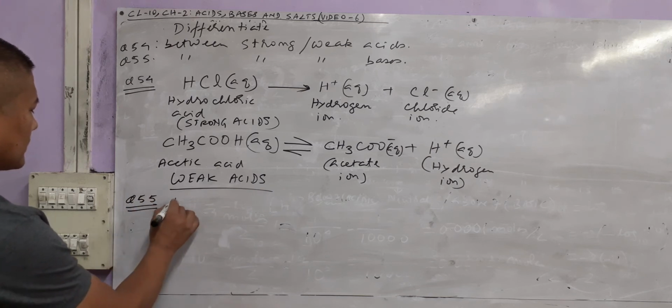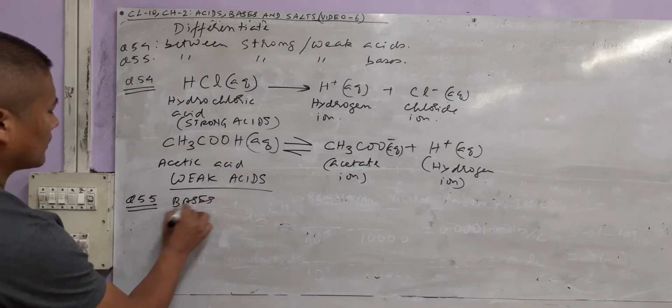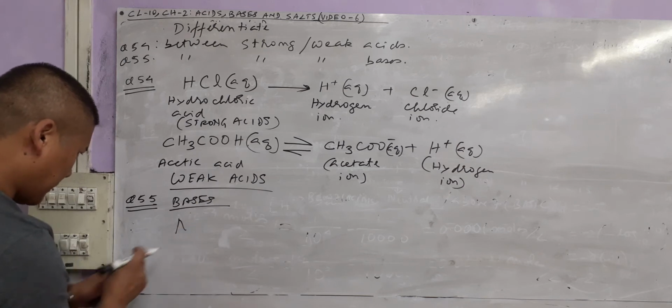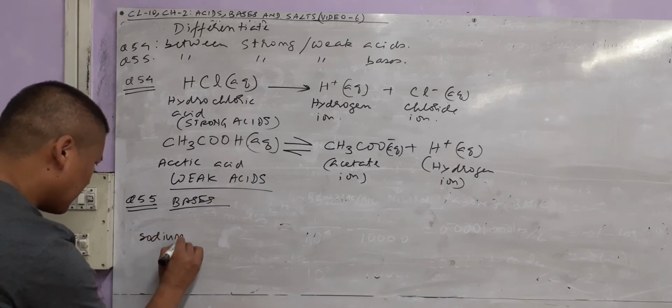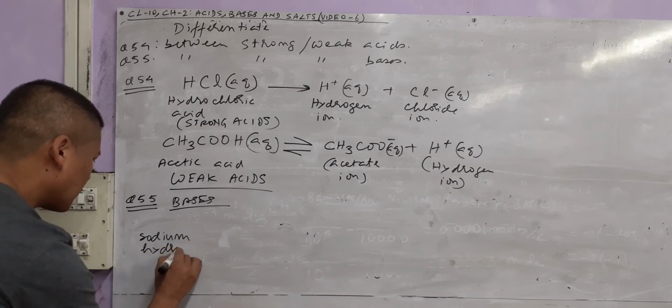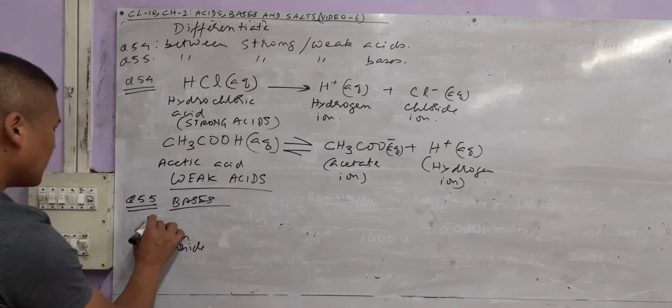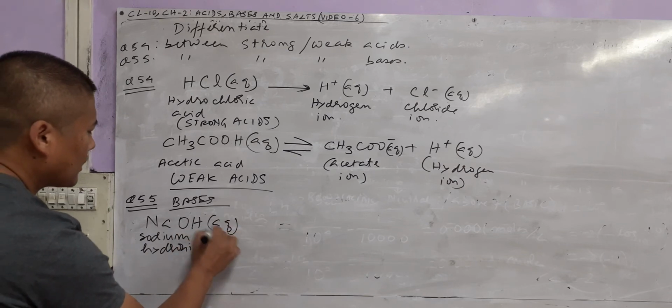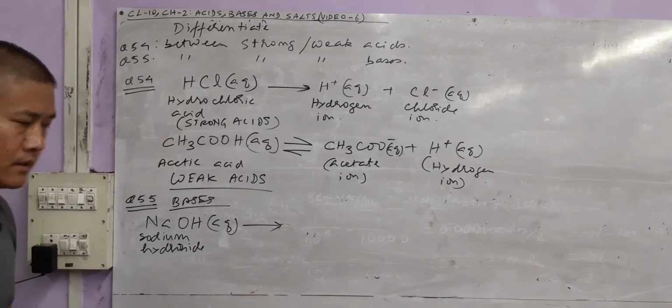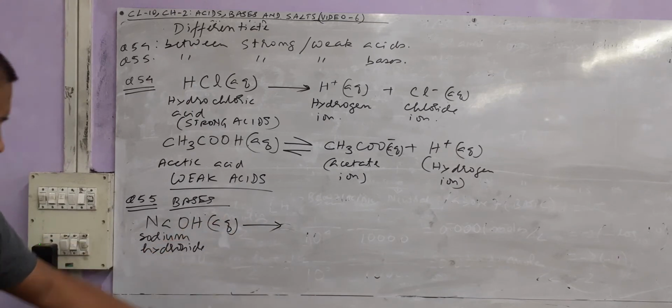Let us see question number 55 now. 55 is about strong and weak bases. Let us take, for example, sodium hydroxide. Now keep some gap here and write the name, sodium hydroxide. Okay, sodium hydroxide is a base, NaOH. Now dissolve this in water, meaning aq at the back. Now what happens, interestingly, is that it completely breaks down into ions.